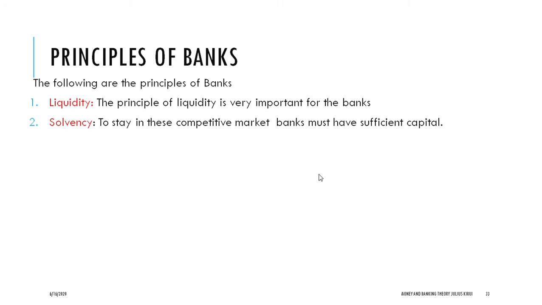Solvency. To stay in this competitive market, banks must have sufficient capital. Number three, profitability. The main objective of banking business is to earn profit. So if they don't make profit, then it defeats the meaning of being in business.